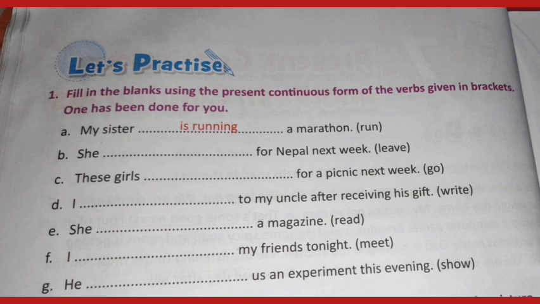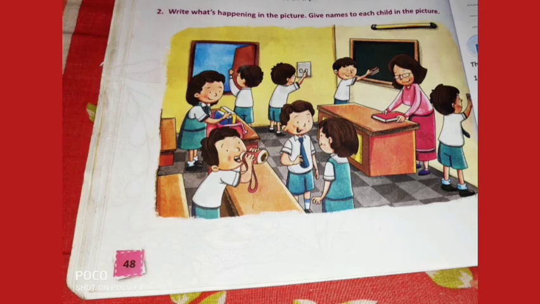You have to write the present continuous form of these verbs. She dash a magazine. In the bracket you will get read. I dash my friends tonight. He dash us an experiment this evening.